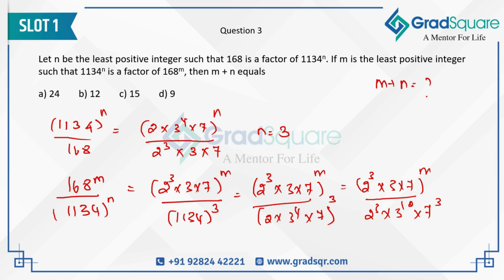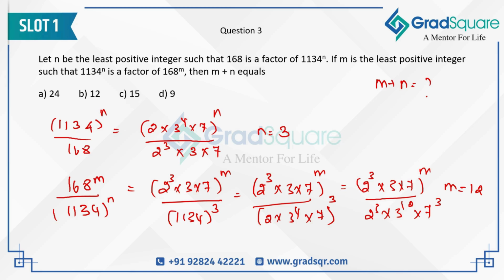Again applying the same rule, the minimum power of 2 should be 3. Here it is satisfied. But the minimum power of 3 should be 12, and the minimum power of 7 should be 3. So for these to be satisfied, the minimum power of m should be 12. If I put 12 here, the power is satisfied for 7 as well. So the minimum value of m should be 12.